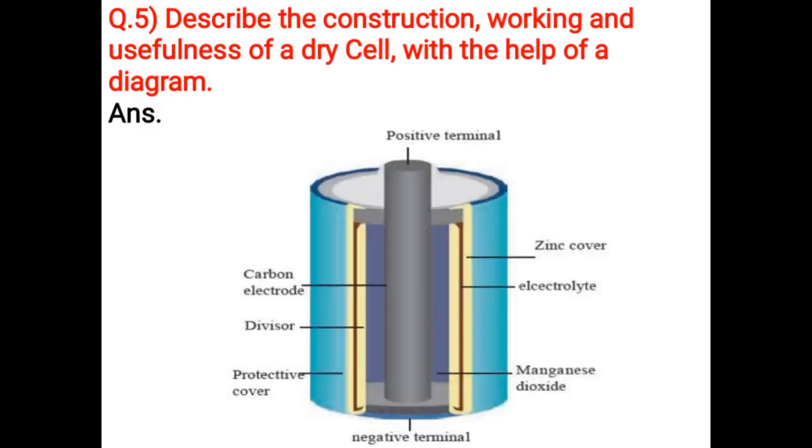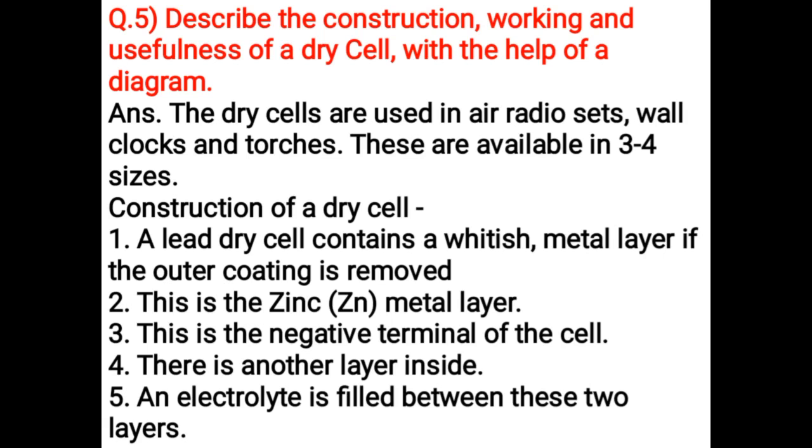Describe the construction, working and usefulness of a dry cell with the help of a diagram. The dry cells are used in radio sets, wall clocks and torches. These are available in 3 to 4 sizes. Construction of a dry cell.